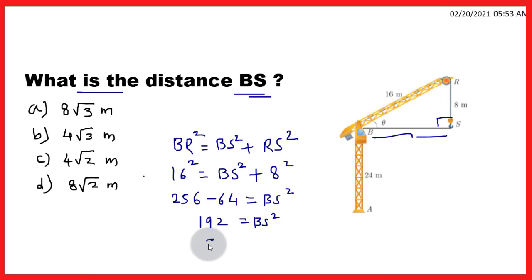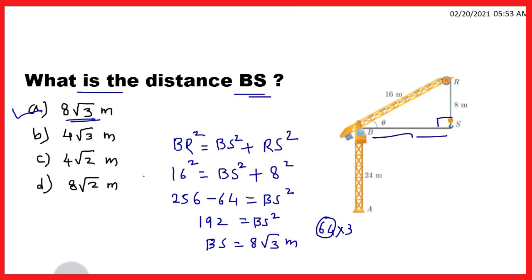Taking the square root of both the sides, we will get BS equal to 8 root 3, because 192 can be written as 64 into 3. So the square root of 64 will be 8 and the square root of 3 will be root 3, and so BS is equal to 8 root 3 meter. So the first option is the correct option.